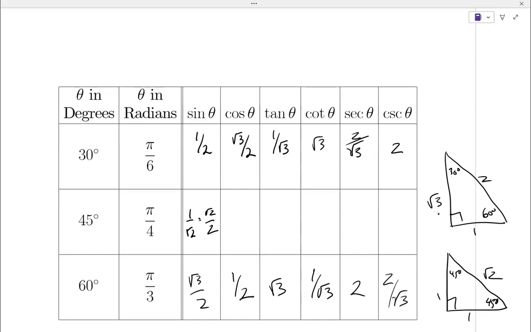What about cosine? Also 1 over root 2, right? We're doing an isosceles triangle, so the opposite and adjacent are the same. What's tangent? 1. And now again, that we know sine, cosine, and tangent, we can figure out the other three. Cotangent is 1, secant is root 2, and so is cosecant. Yeah, root 2. Good.